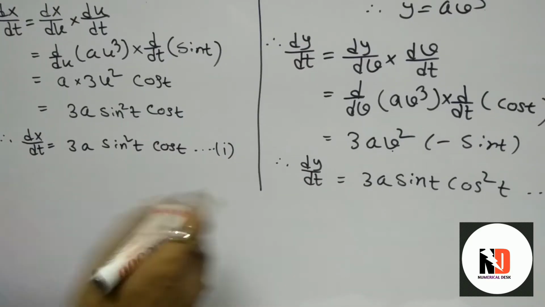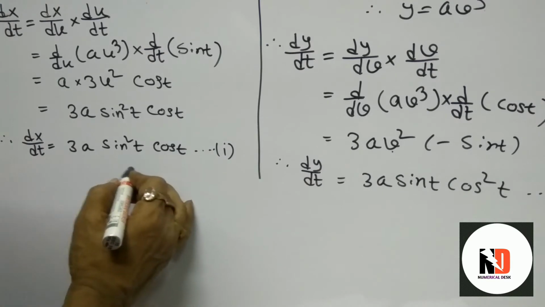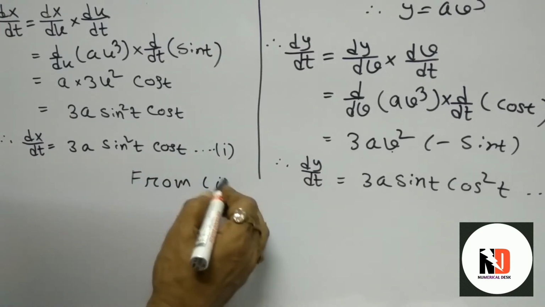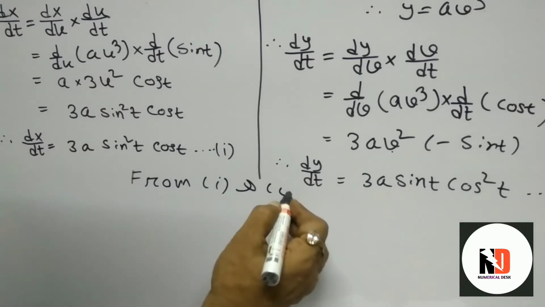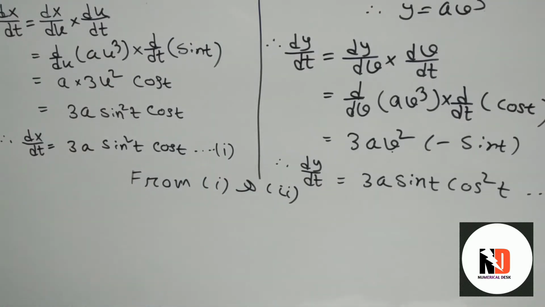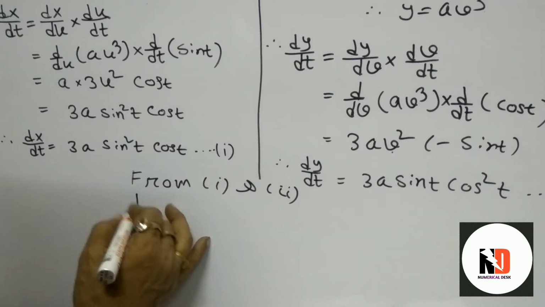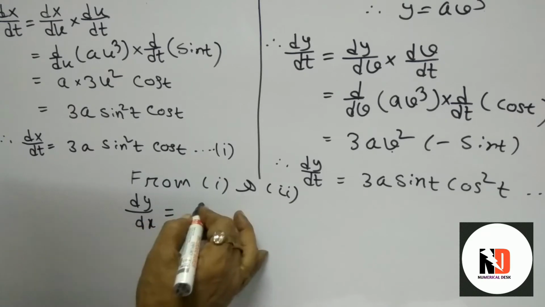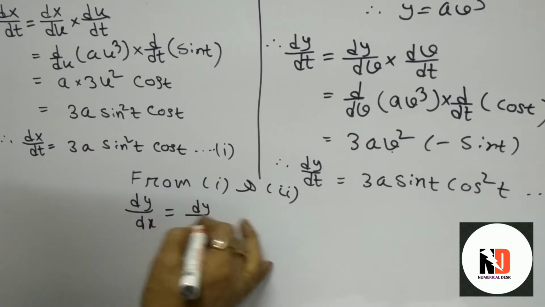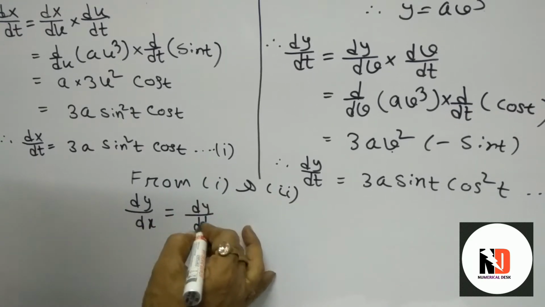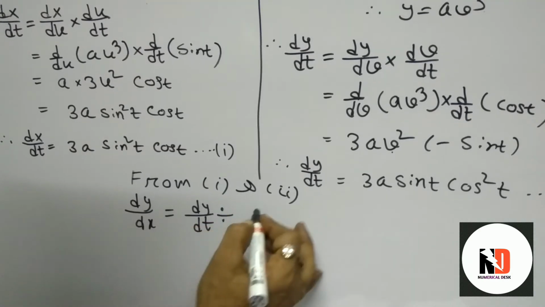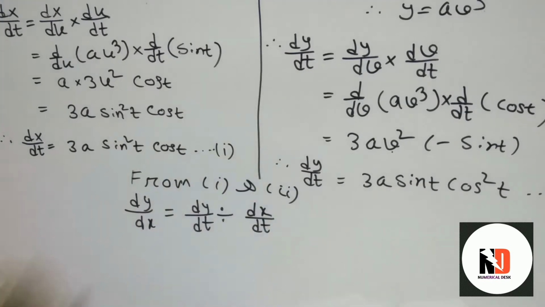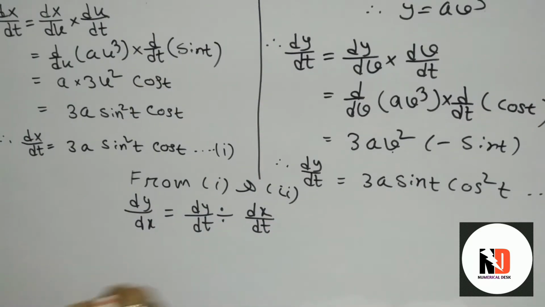Now from equation 1 and 2, we now divide it. We shall divide equation 2 by equation 1 to get dy by dx. So this is the rule of getting dy by dx from a parametric form of equation. So very simple. If we divide it, we will get dy by dx.